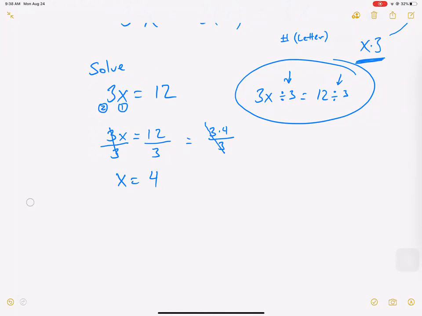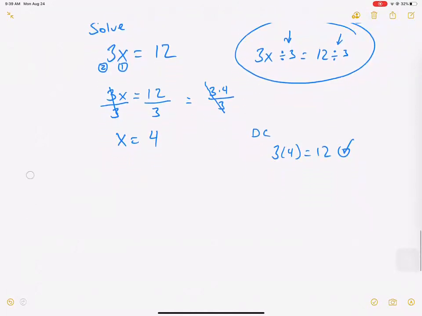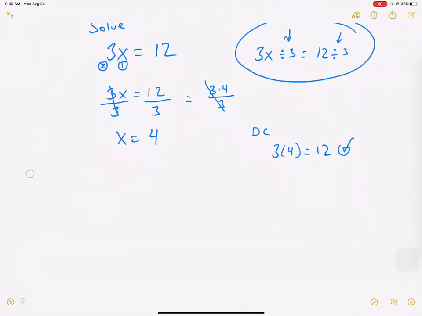Let's double check. We have 3 times 4 is equal to 12. Yes, that is 100% correct. Okay, now that we did multiplication, let's do division. Division is usually the trickiest one that people get most confused with. So let's do division now.